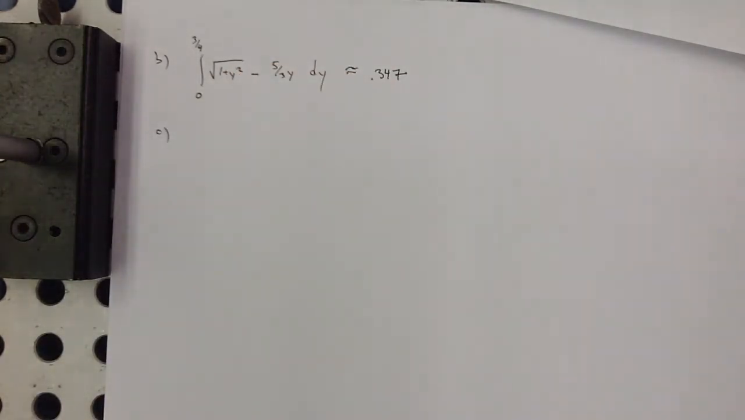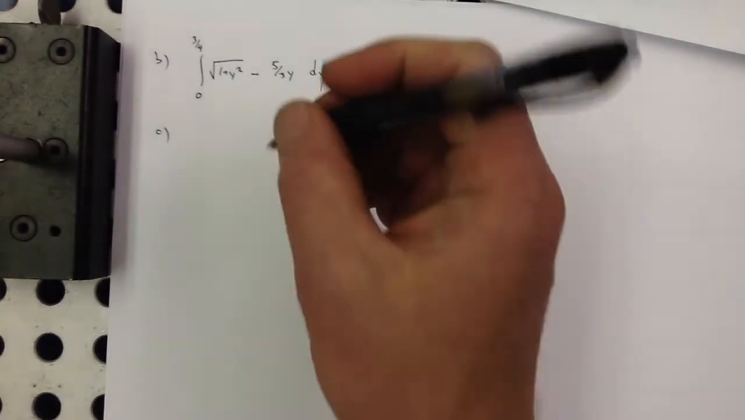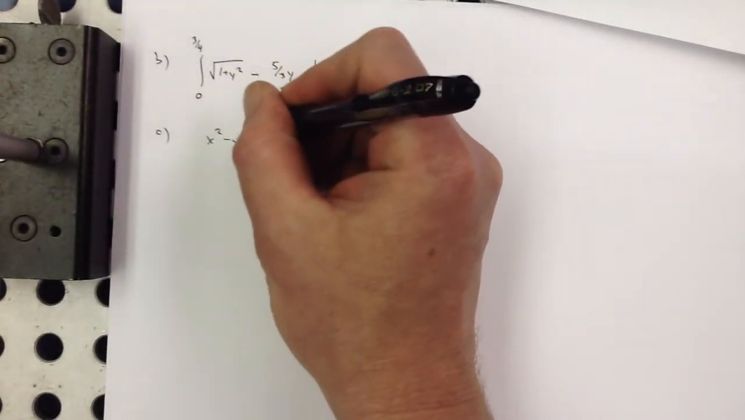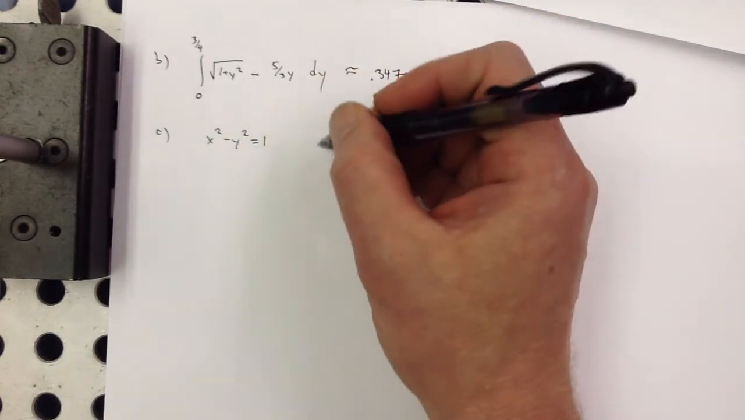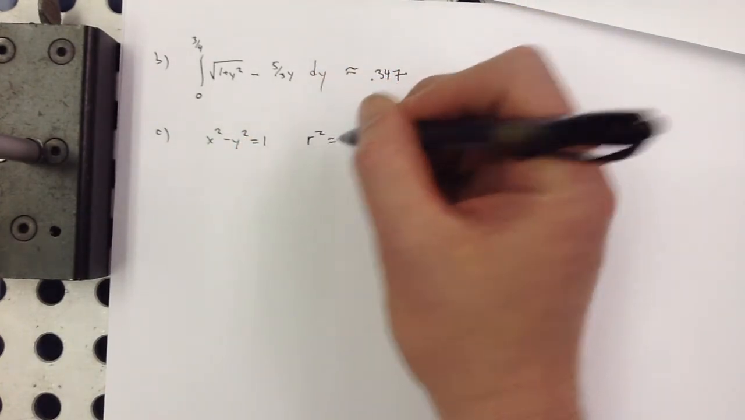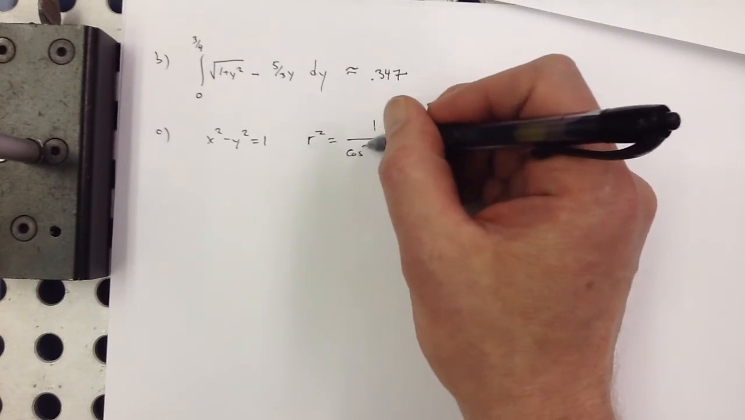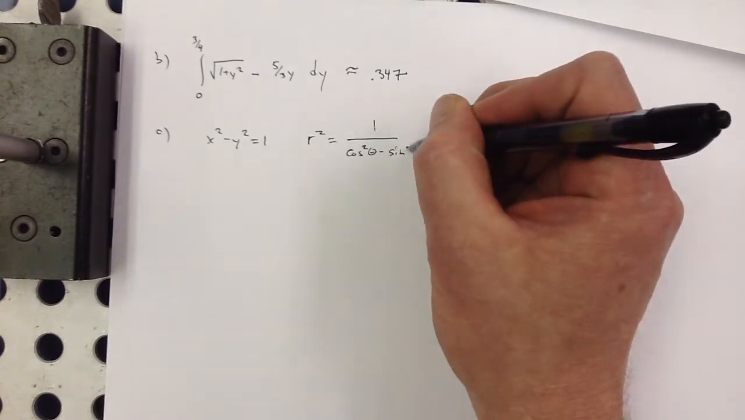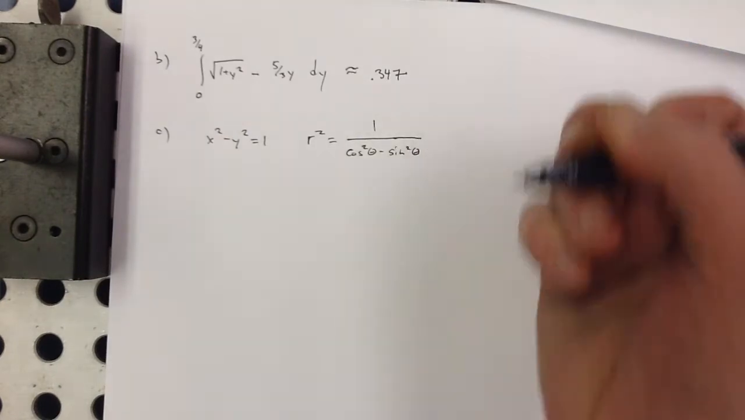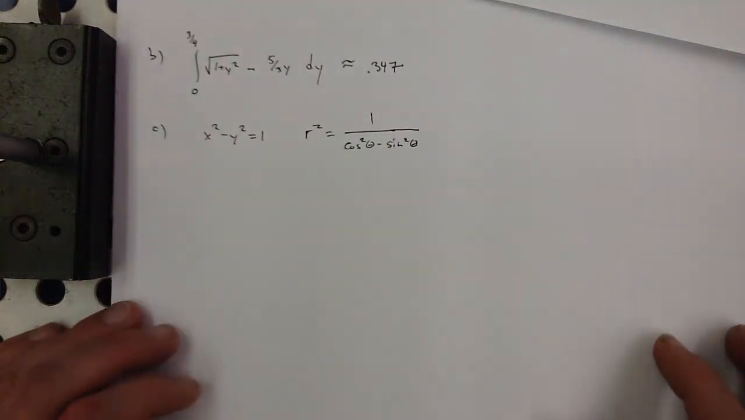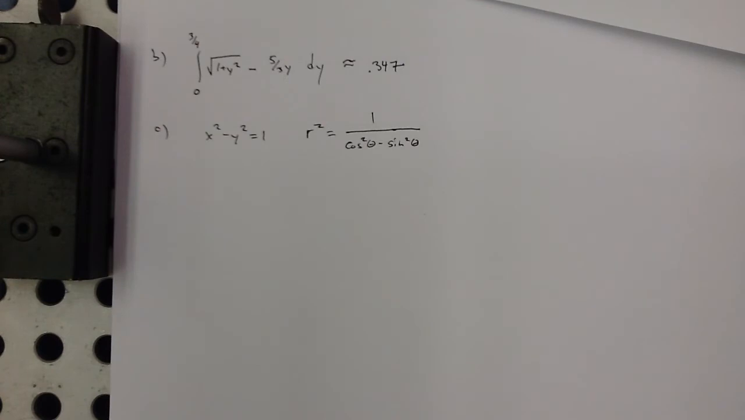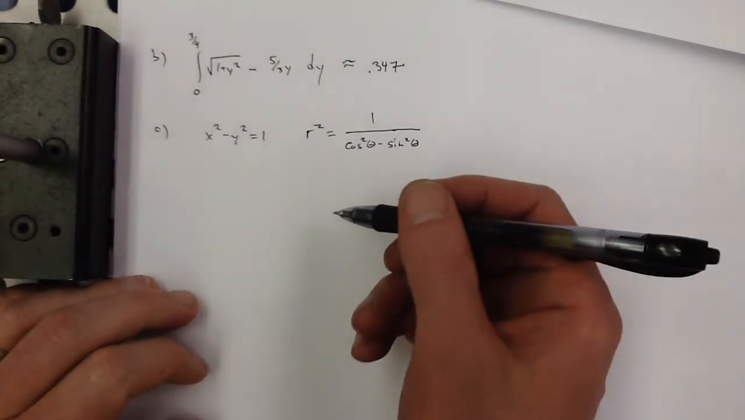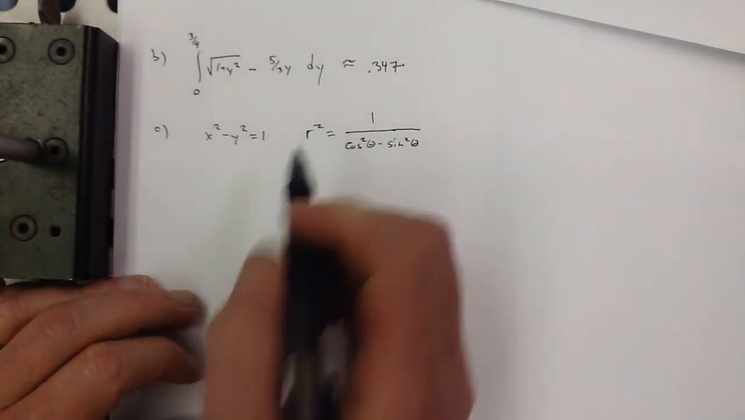And part C. The curve C is part of the curve x squared minus y squared equals 1. That's a hyperbola. Show that x squared minus y squared equals 1 can be written as the polar equation. So x squared minus y squared equals 1. We want to turn that into the polar equation r squared is equal to 1 over cosine squared theta minus sine squared theta. If you have a longing for your pre-calculus days of doing trig identities, this is about the closest you're going to get to it right here. So let's see if we can turn this into this.